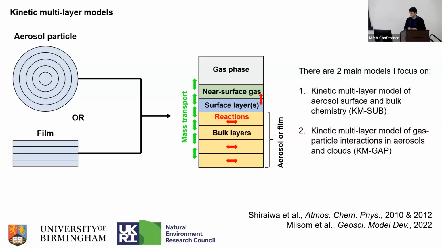There's a lot of input parameters. And there are two main models that I focus on and that MultilayerPy focuses on. So it's the kinetic multi-layer model of aerosol surface and bulk chemistry, KM-SUB, and then KM-GAP, which is basically the same thing, but you account for the expansion and contraction of these bulk layers. And so you can look at condensation and evaporation and that kind of thing.